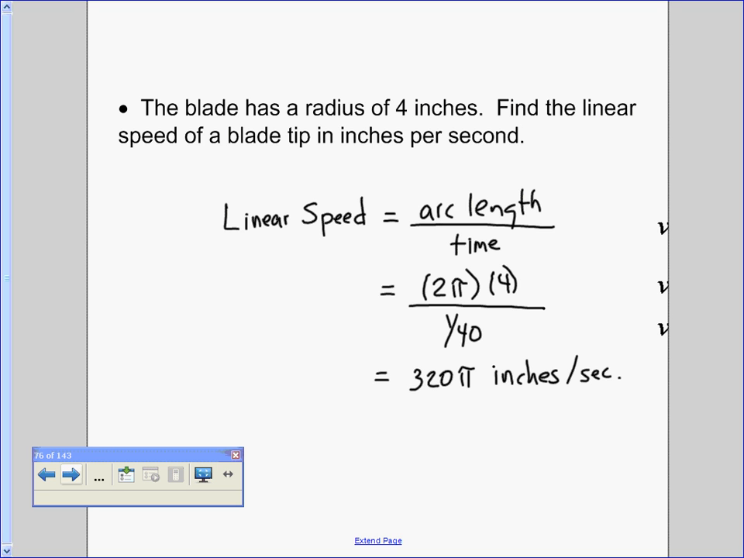All right, and that's all I have for section 6.3.